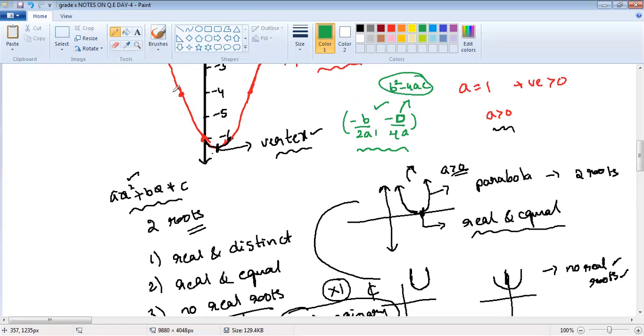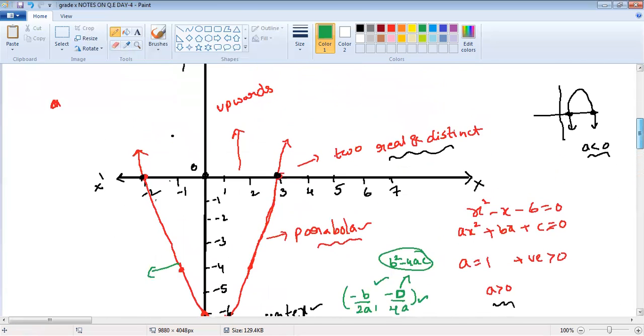Otherwise, in 12th standard, we are going to learn the differentiation concept, where we try to find out where it has maximum, minimum values. So that is entirely different. But without those things, now we can tell the vertex clearly using this formula, minus b by 2a comma minus d by 4a. So now we have learned this much content.